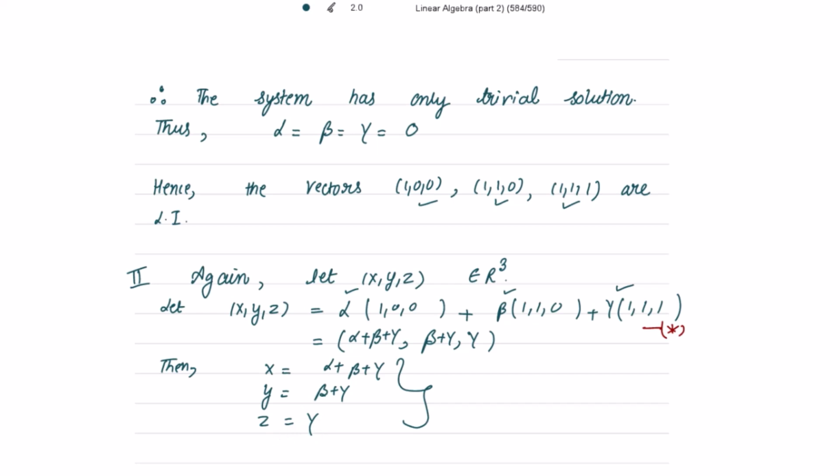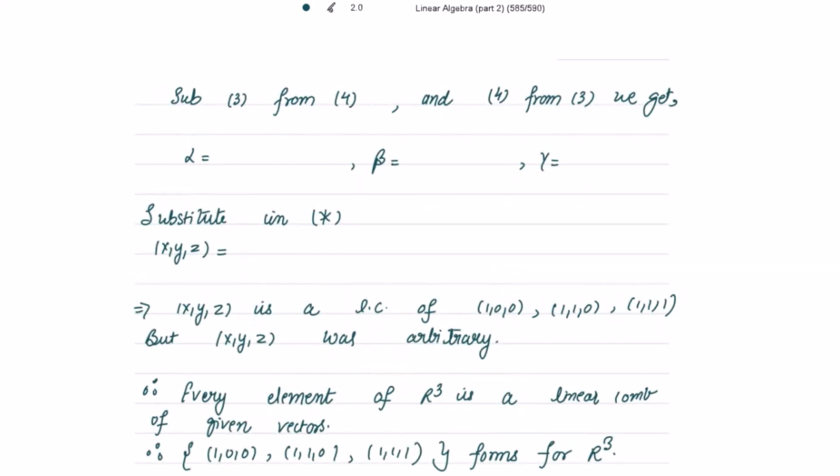Right? Okay, so let me mark this as 2, this as 3, this as 4. If you subtract 3 from 4 and 4 from 3, you can choose any of the methods you want, any of the subtractions or additions of the equations you want. It's your choice. Just get the values of alpha, beta, gamma, right?